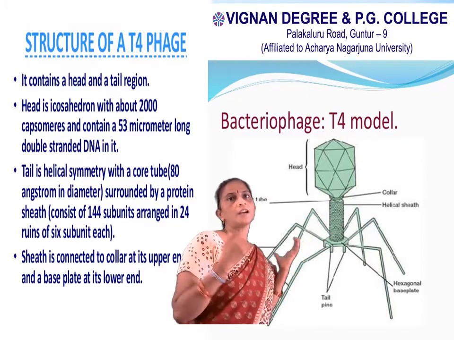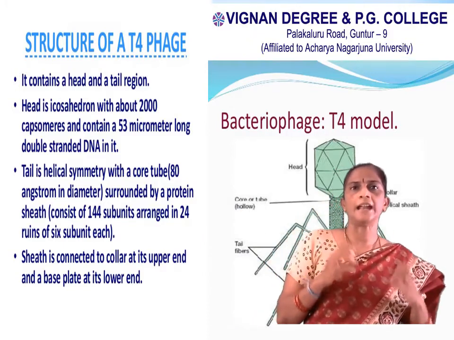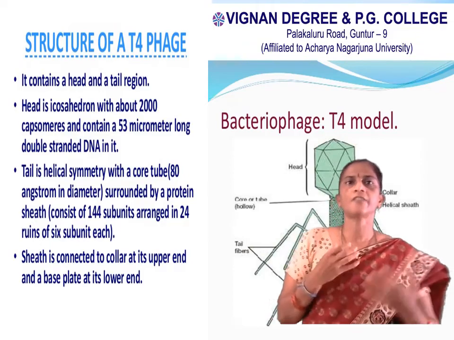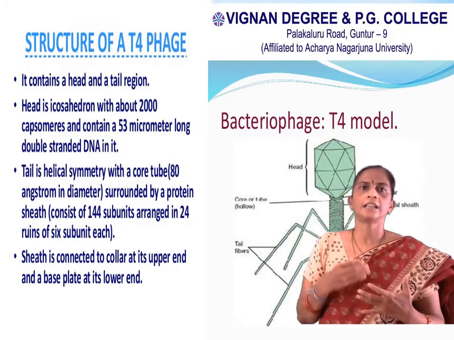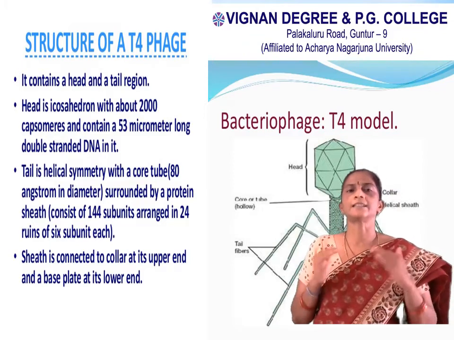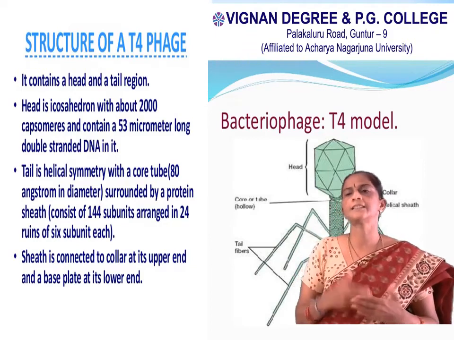Okay, now coming to the composition, it consists of only nucleic matter. It may be DNA or it may be RNA. All the phages consist of a head and a tail, connected by the collar. Icosahedral symmetry. Bacteriophage, T4 phages, icosahedral symmetry.